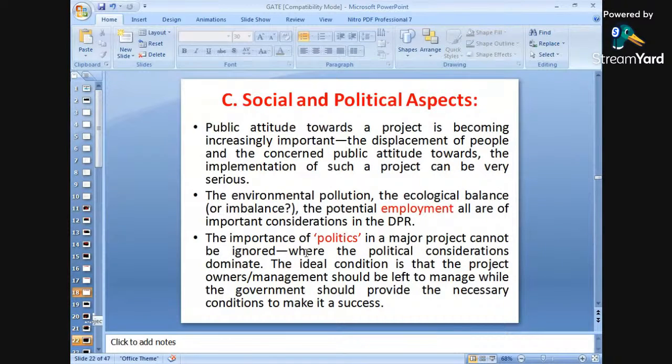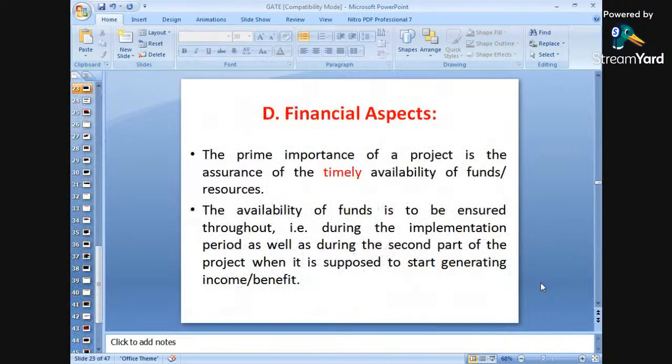Okay? The importance of politics in a major project cannot be ignored where the political considerations dominate. That means in various cities or in various areas, while constructing any project, these political issues should also be considered, because whether it is a particular political leader or a particular party, we should not ignore where the political considerations dominate. We have to take concern from that particular team also related with a particular type of project. Okay?